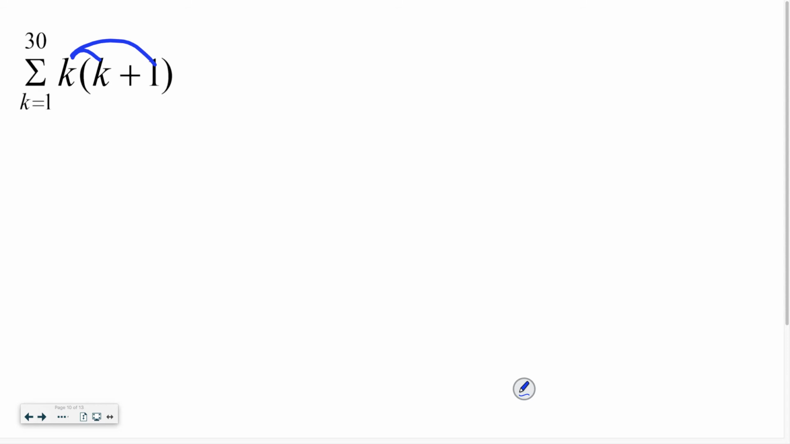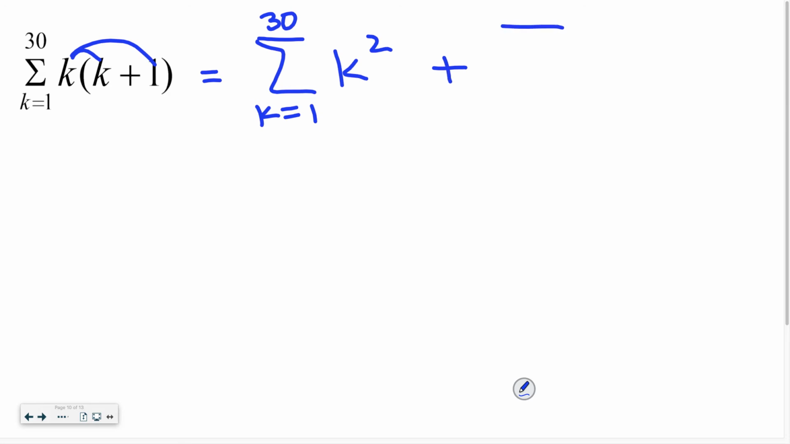I know that there's a shortcut. So we would have the summation from k equals 1 to 30 of k squared plus the summation from k equals 1 to 30 of k. So we can distribute and then break it up into multiple summations. Okay.